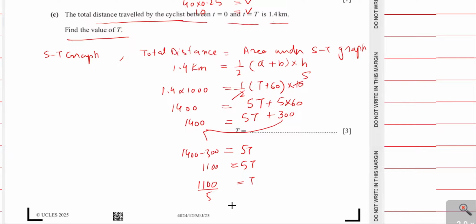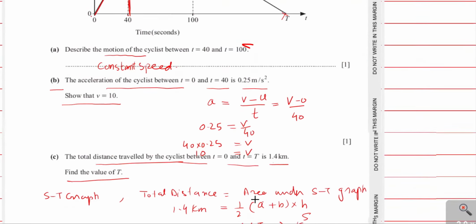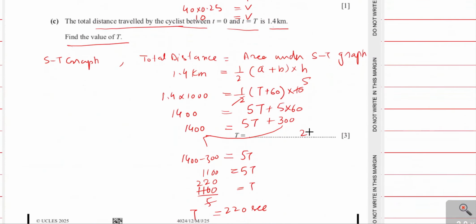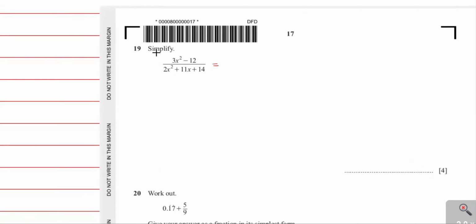divided by 5, and this is 220, and t will be equal to 220 seconds. This is 220 seconds, and this is the answer, 220. Question 19, simplify this: (3x² minus 12) over (2x² plus 11x plus 14).